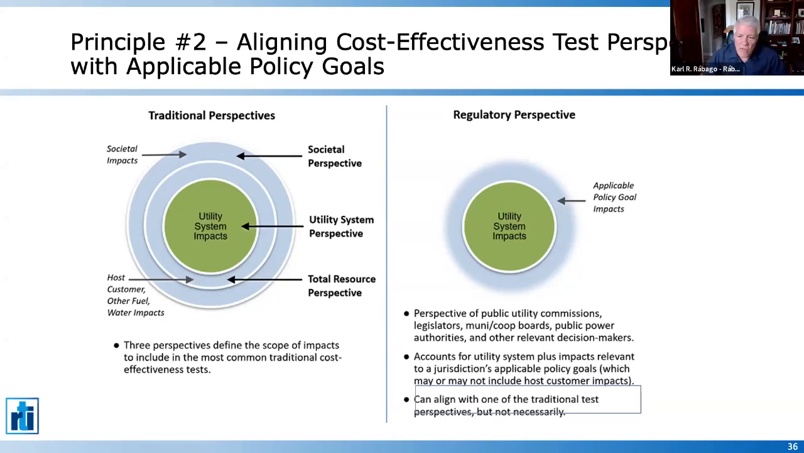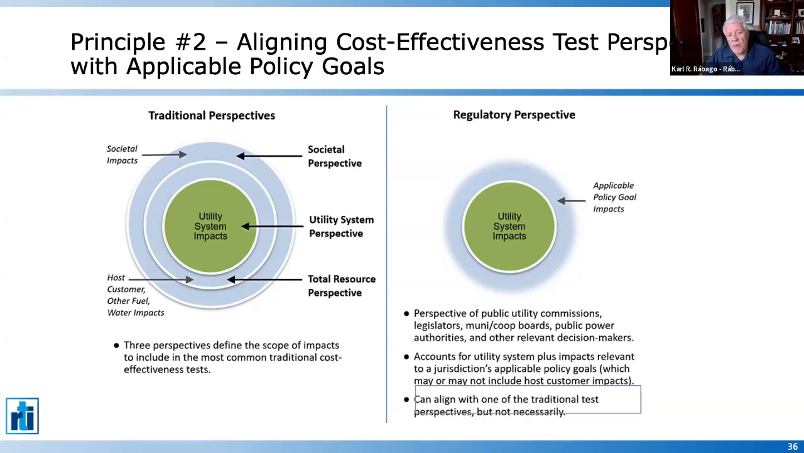Utility system impacts are sometimes called the program administrator impacts. Next, adding in hosts, customers, and other fuel impacts to give us that total resource perspective, and then broadening out to societal, but doing so in very specific steps. And that was somewhat constraining in some jurisdictions, and was the source of some controversy, fighting over which one we were going to go with.